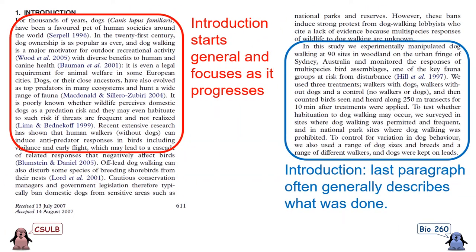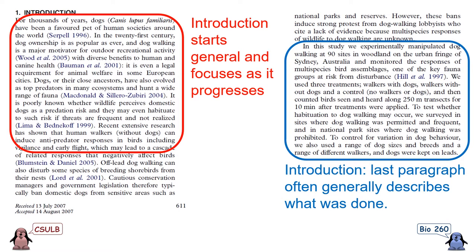The first section of most articles is the introduction. Generally, the introduction starts very general, and in the first paragraph, it focuses down to the specific topic of the research paper, as you can see in the red box here. This paper starts with the very general statement about dogs being pets, and in just a few sentences, it focuses on the effects of dogs on wildlife.